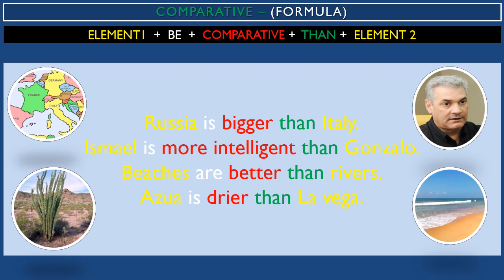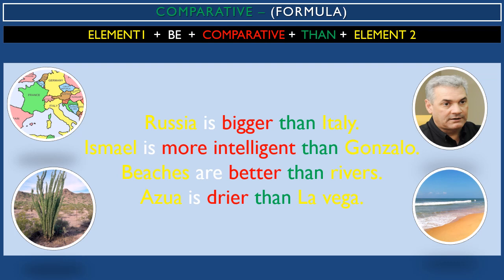The next one, beaches are better than rivers. In this case, we have 2 elements, beaches and rivers. Which one is superior? Beaches, because beaches are better. This is a personal opinion. And the last one, Asua is drier than La Vega. We have 2 elements, Asua and La Vega, but which one is superior or inferior? In this case, Asua. Asua is drier. It means that it doesn't rain a lot over there.